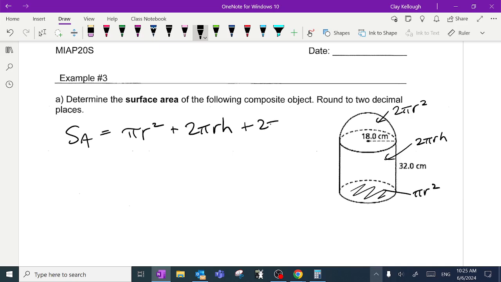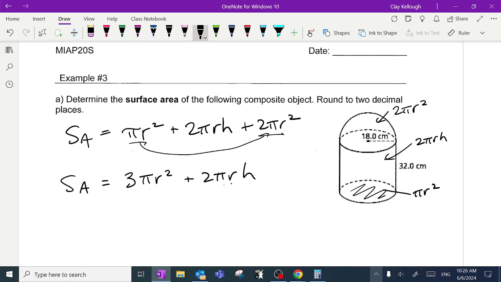This time, are the 2 radii the same here and here? They better be, or else they don't fit together. So this time I can add this and this like they're like terms. So this is 3 pi r squared plus 2 pi RH. I had somebody ask me once, why can't I add these 2 together and make it even simpler? Well, this one is an r squared and that's only an r, and this one doesn't have an h, so they're not like terms. Does everybody get how I got the 3? I added these 2 terms together. All right, I'm ready for numbers.